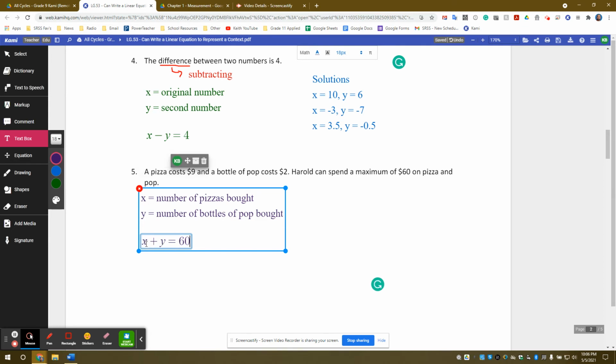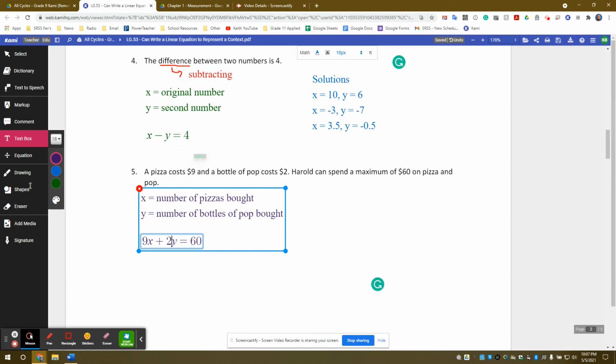It's the cost. So what we need to do is for every pizza that's been bought, we have to multiply it by 9. So every pizza we multiply by 9, and every bottle of pop we multiply by 2. So this is how we come up with a solution in this case. Okay, 9 times x, 9 times the number of pizzas, and 2 times the number of bottles of pop is going to give us our total cost. And it says that he has a maximum of $60.